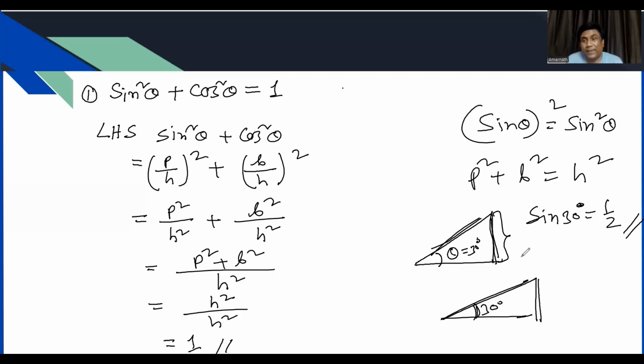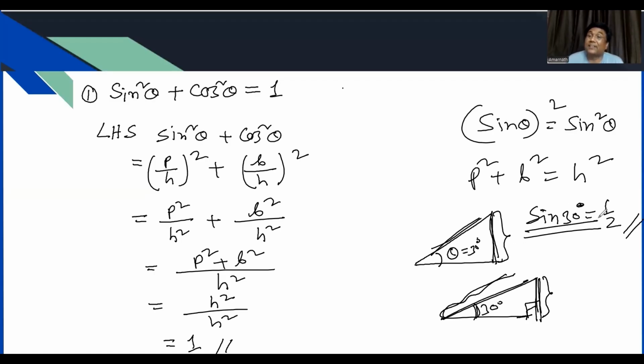Means if you have an angle 30 degree in a right triangle, remember it is a right triangle, then the ratio of the length of the perpendicular to the length of the hypotenuse will always be half. It means the hypotenuse will be double the perpendicular. Always. That is why we are going to learn it. I'll give you this table later, okay? So that is the meaning actually.